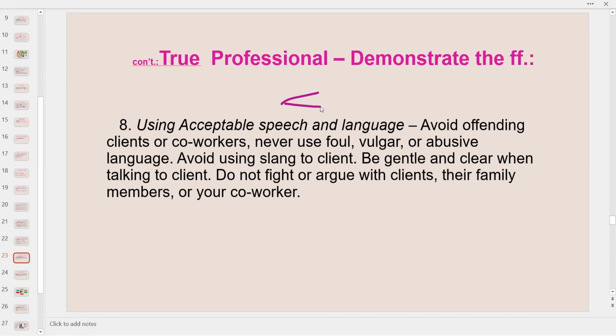That's very unprofessional. Avoid offending clients and coworkers. Never use foul, vulgar, or abusive language. Avoid using slang. Do not give new nicknames to the clients that they are not comfortable with. Be gentle and clear when talking to the client. Do not be abrupt in your approach. Do not fight or argue with clients and their family members, as well as your coworkers.